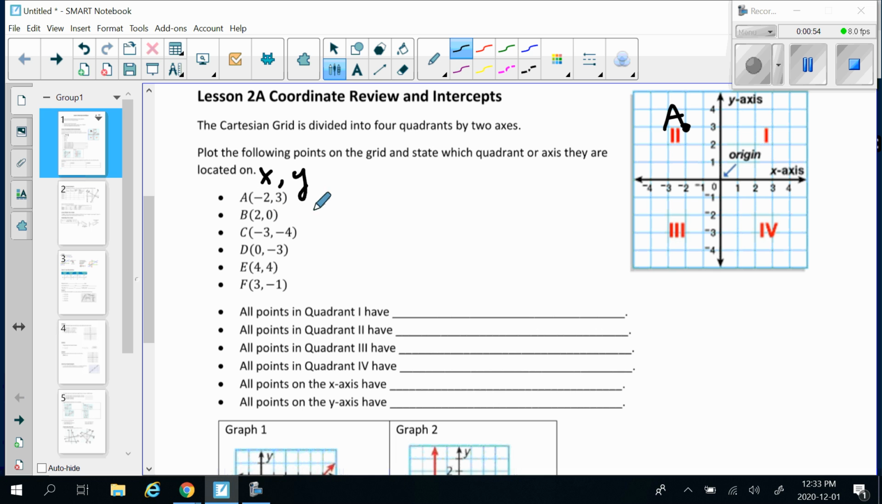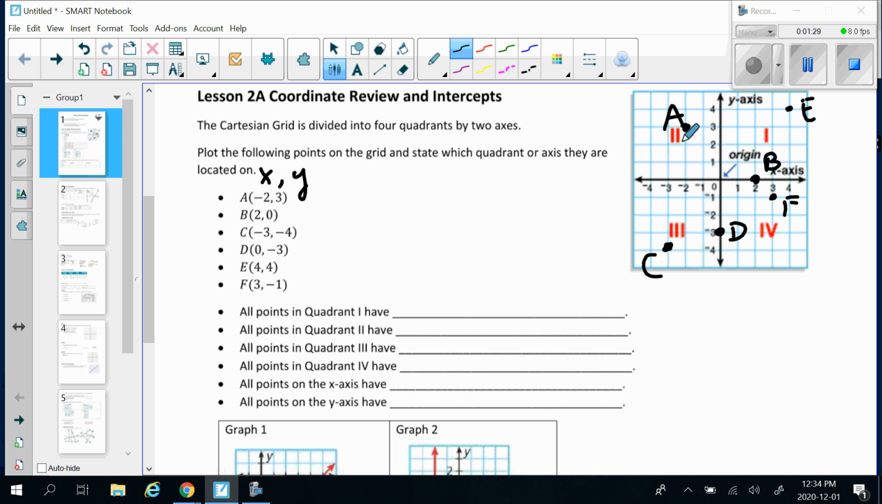The second one, (2, 0). We're going to read the x-axis first and then 0, which is right here. So there's B. C is (-3, -4). So you're going to plot that here. And then D is (0, -3). So 0 is here on the x-axis, and then we go down by 3. That one lives right on the y-axis. And then (4, 4) is up here. There's E. And then (-3, -1) is going to be down here. That's F.